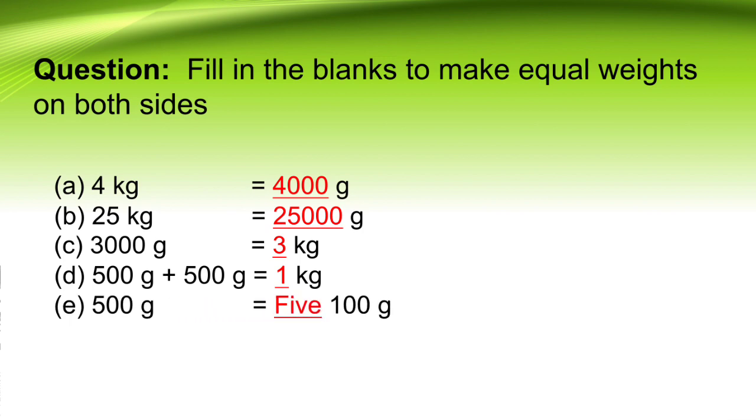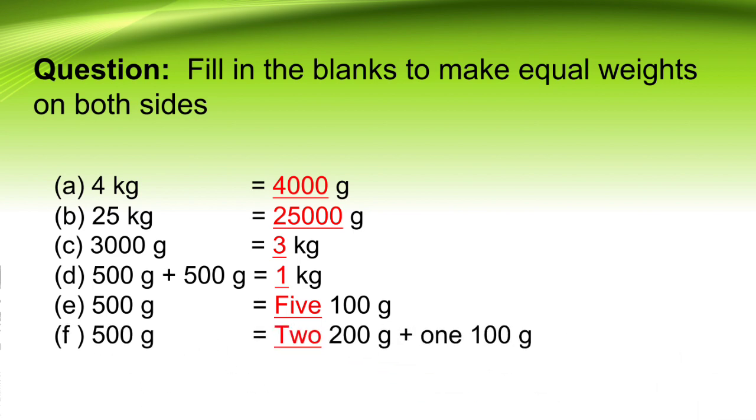E part is, children, 500 grams is equal to dash 100 grams. 500 grams is equal to 5 times 100 grams. F is 500 grams is equal to dash 200 grams plus 100 grams. It is 2 times 200 grams plus 1 time 100 grams.